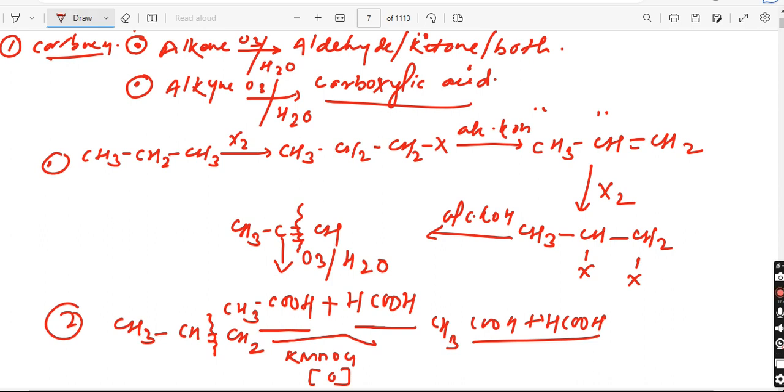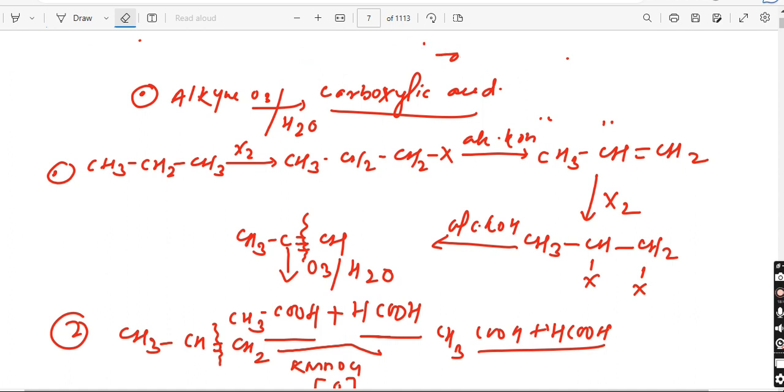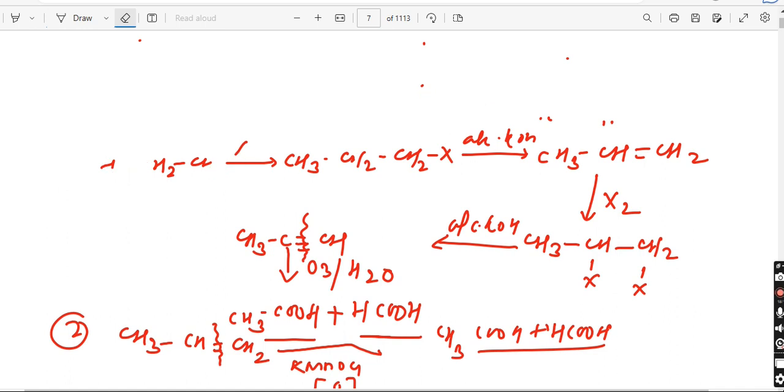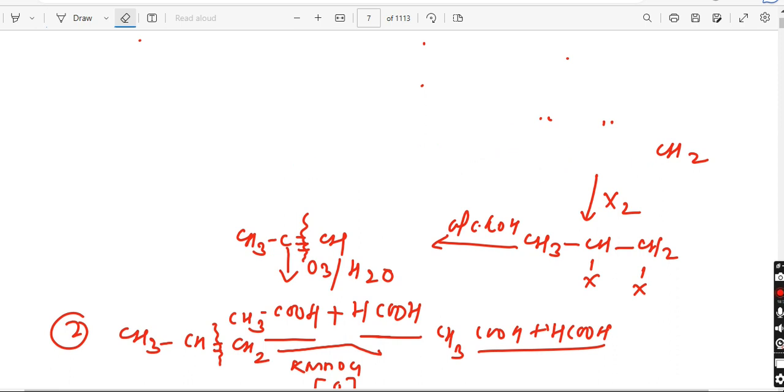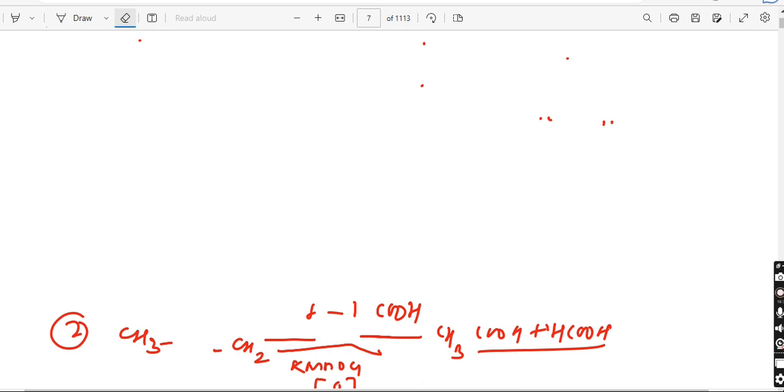Okay, now let us understand. Up to here we came to know that alkene, when reacted with ozone and hydrolysis was done, produced either aldehyde or ketone. But when the alkyne was treated the same way, it produced carboxylic acid, right? And then we saw that when alkene was reacted with KMnO4, which provided nascent oxygen, that converted the alkene into carboxylic acid by breaking the double bond.